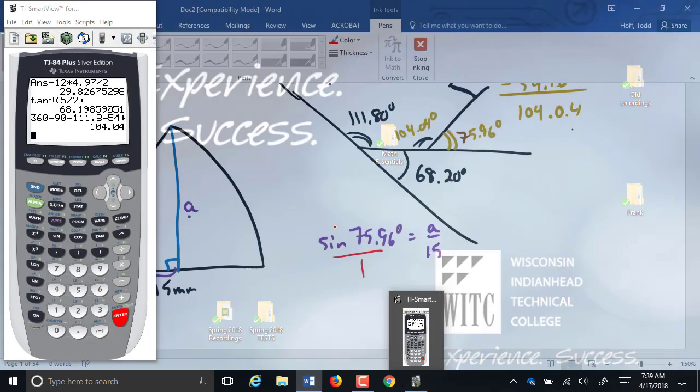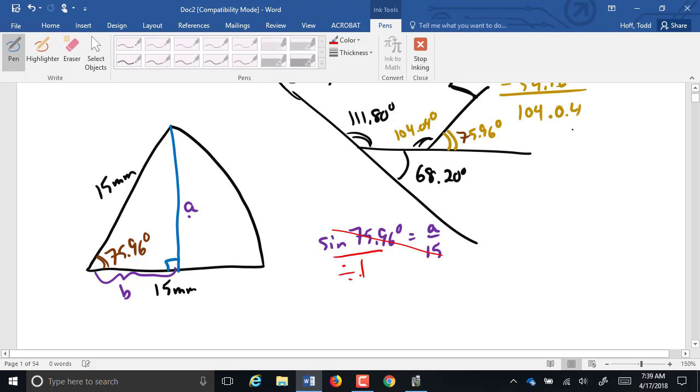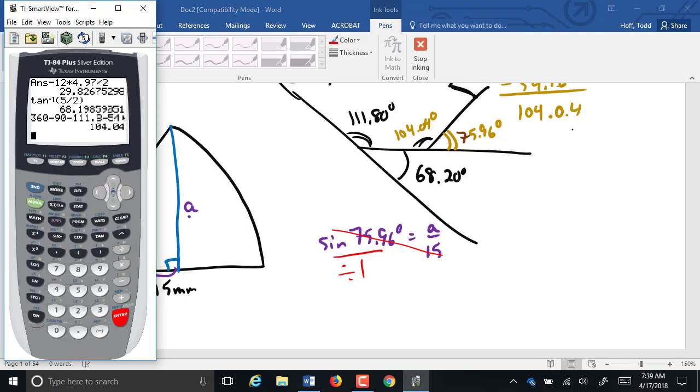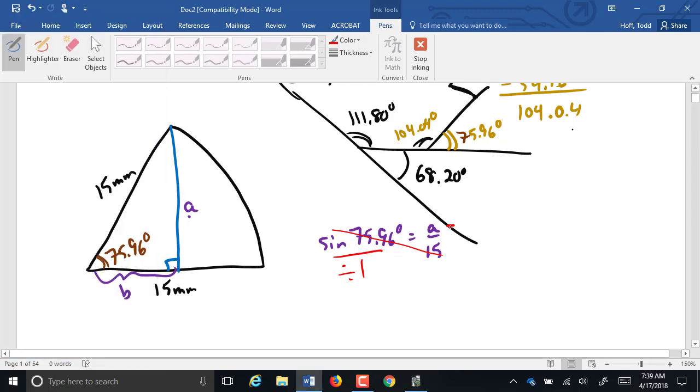So we're going to cross multiply. Sine of 75.96 times 15. 14.55. So this is 14.55 millimeters.